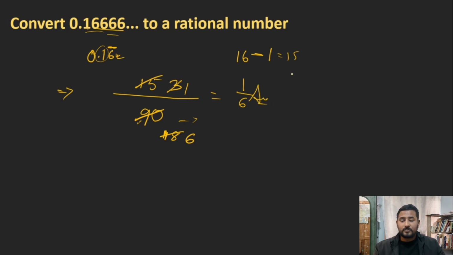I hope it is clear. Did I make any mistake in the cancellation? 5 3s are 15, 5 1s are 5, 5 18s are 90. Yeah, it is correct. Your answer would be 1 by 6. I hope it is clear. Do you want me to take one more example? Let us take one more example.